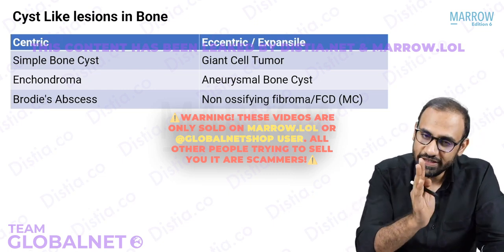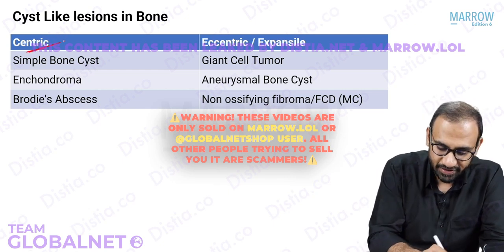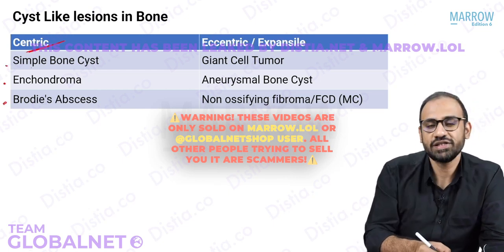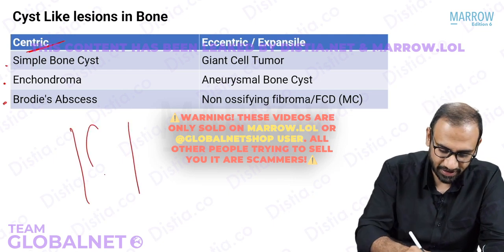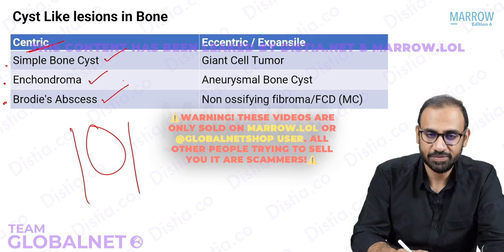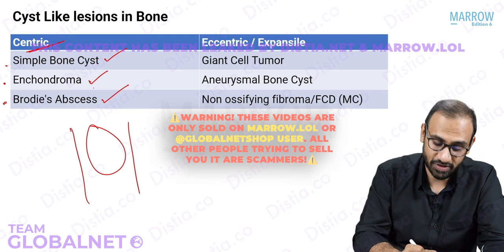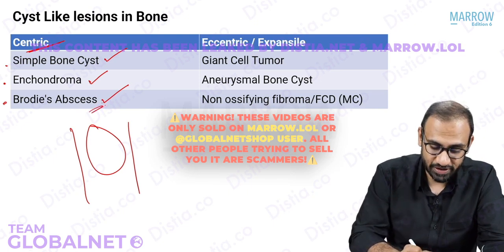So look for these cysts and where are they located. If the cyst is centric, the usual differential is between a simple bone cyst, enchondroma or Brodie's abscess. Don't worry about it. At the end of this topic, you will know what is enchondroma as well. But once you read infections, you will know Brodie's abscess.